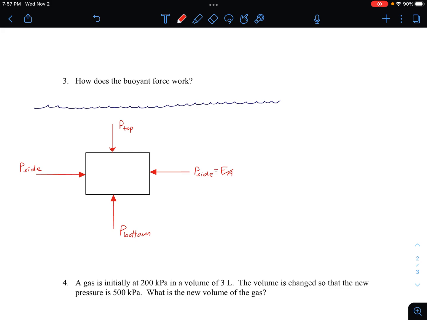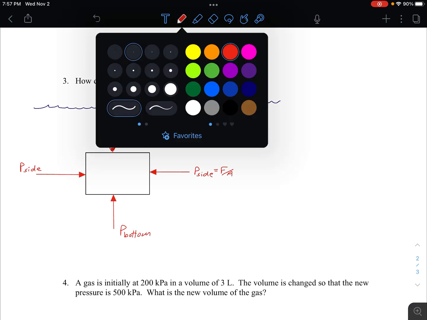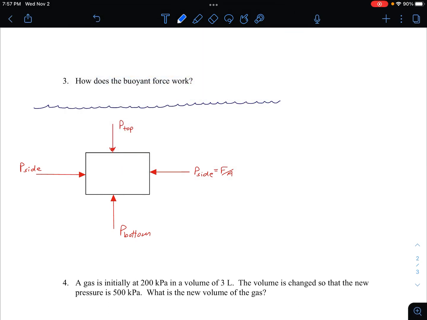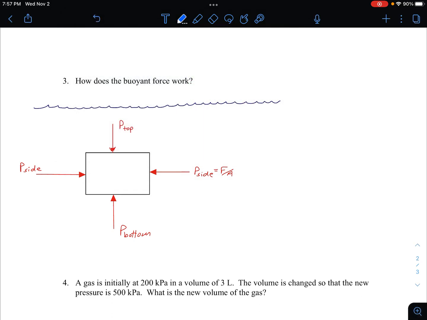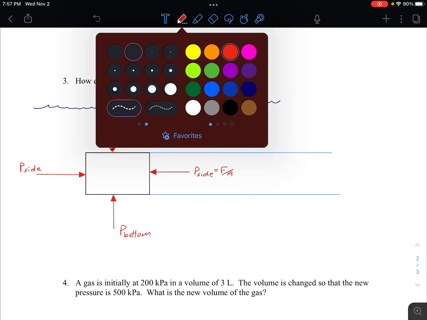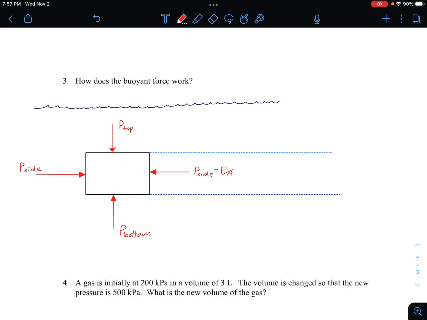Now, if you recall from class, what was the one variable that affected pressure in a fluid? Because we're underwater, so we are in a fluid. What is that one variable? And that one variable is simply the depth. So if I just sketch out a line here, I would have a line for the top and a line for the bottom. So this is the depth of the top of our box.